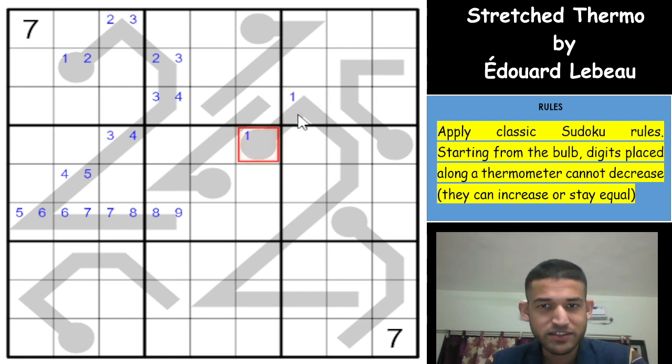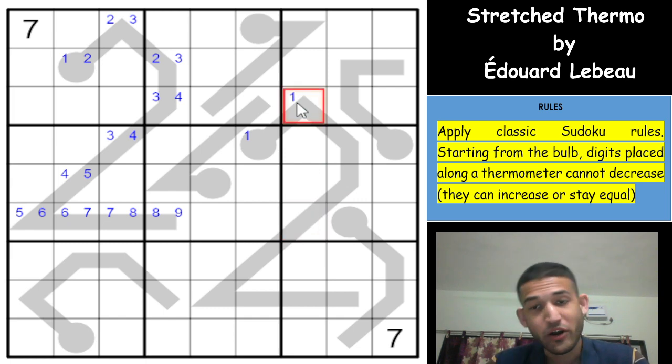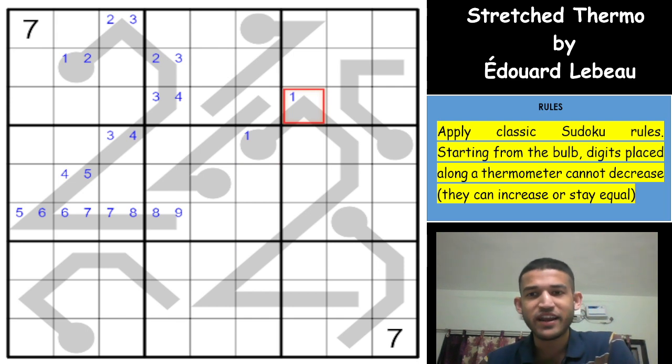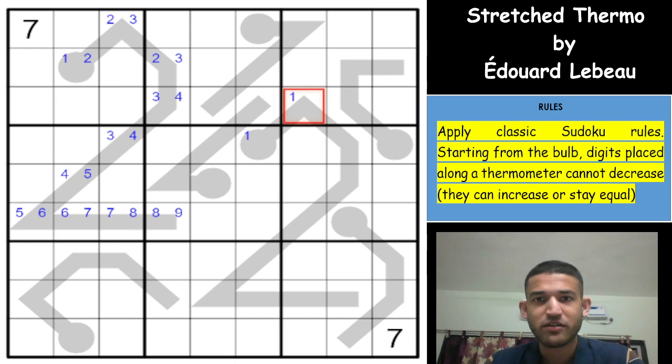However, in this variant of Thermo, you can have a 1 or a 9 even in the middle of a thermometer. So that is the speciality of the Sudoku. So do remember that. Do not right away eliminate 1 and 9 from the middle of the thermo, as that would break this Sudoku. This is a really important point to remember in this Sudoku.